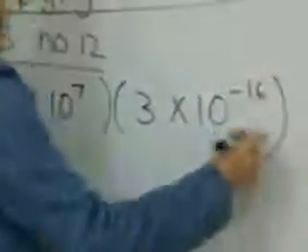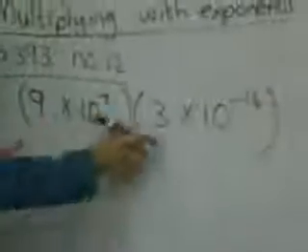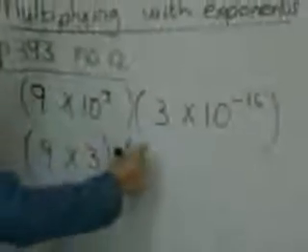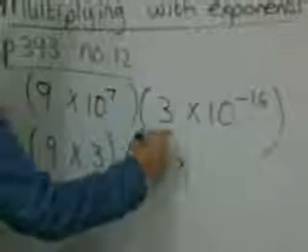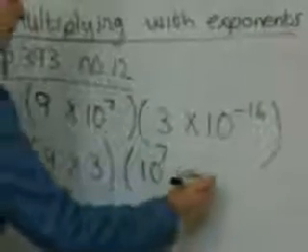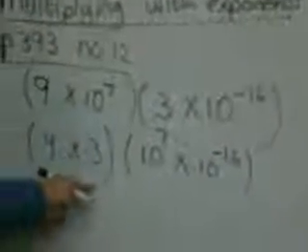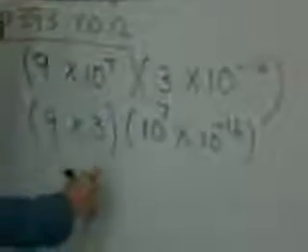When we multiply with scientific notation and with exponents, we always group the like terms together. The like things here are 9 and 3, so we're going to group those together: 9 times 3, and then we group together 10 to the 7 times 10 to the minus 16. Now 9 times 3 we know is 27.